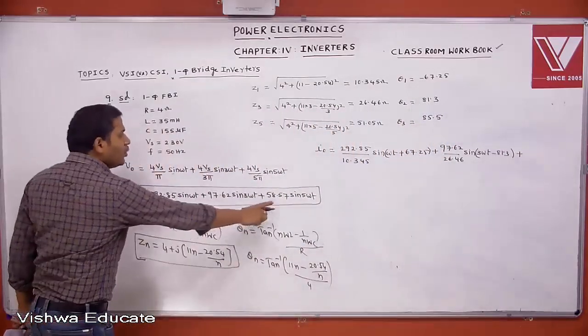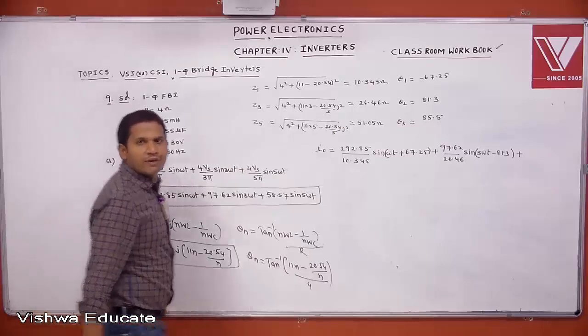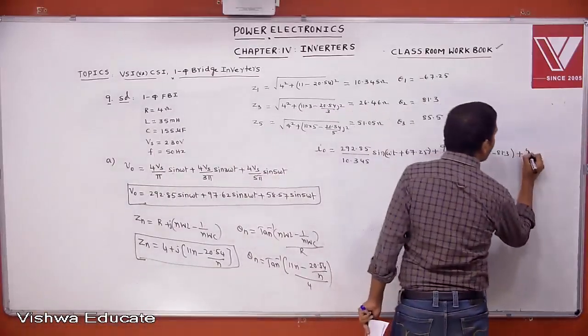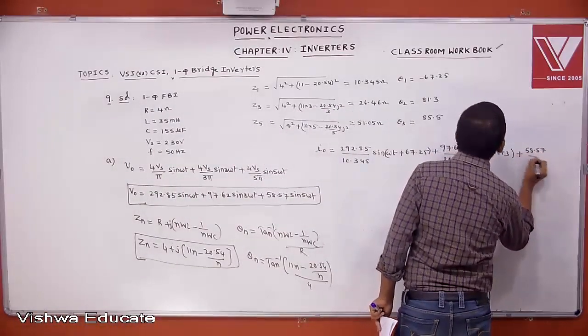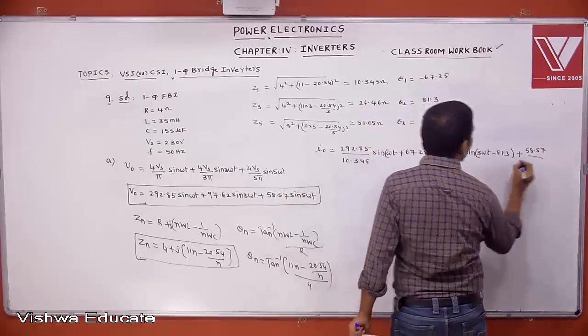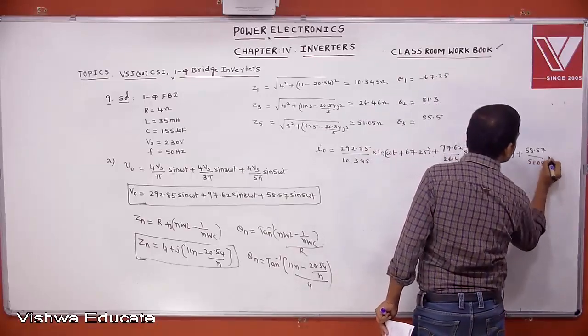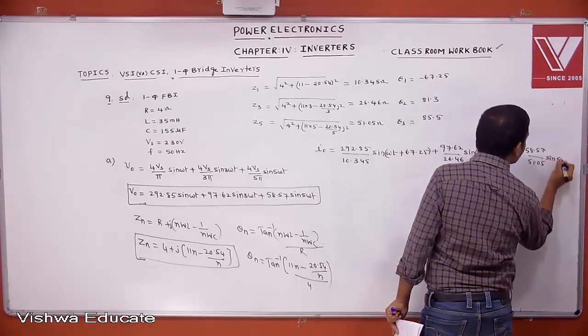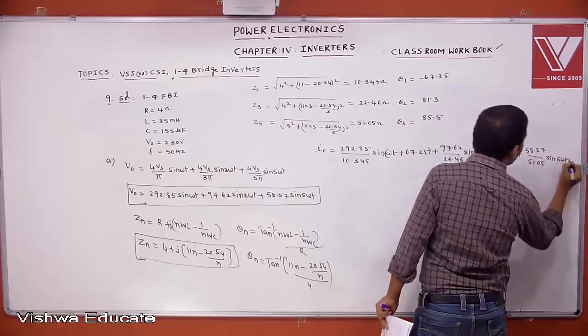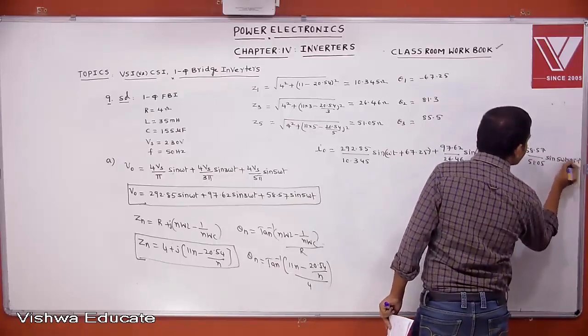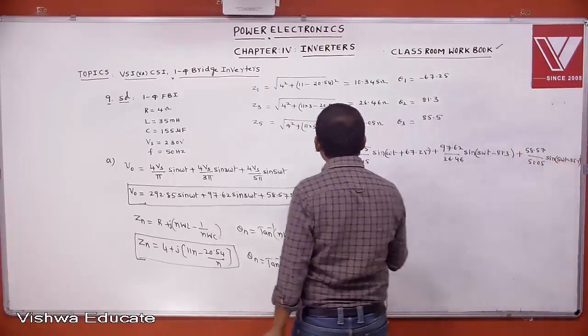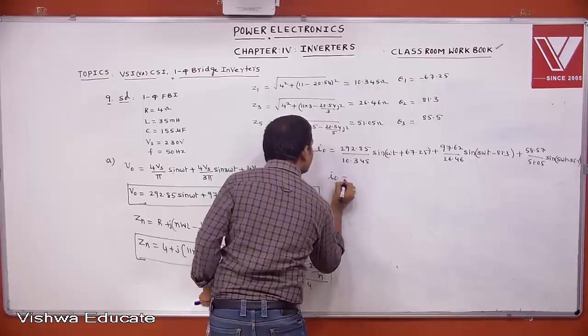What is the corresponding voltage? 58.57 by, what is the impedance? Z5, 51.05, sin 5 omega t minus 85.5 degrees. This is the expression for current. By simplifying this, we can get this directly.